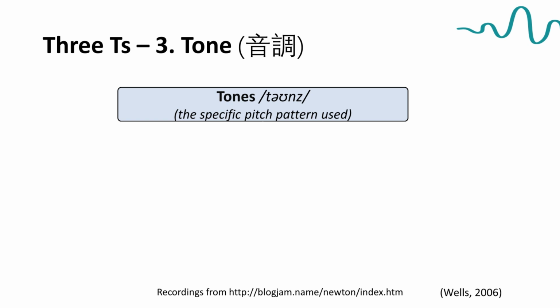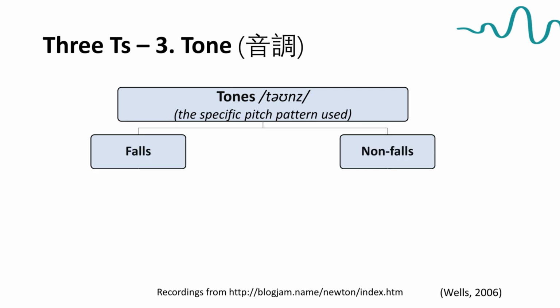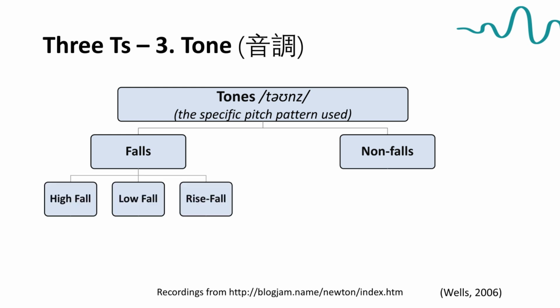Please note that tone in English is specified not for words used in Mandarin, but for phrases. Here, we just select monosyllabic words as examples. The most basic tonal difference in English is between falling tones and non-falling tones. For the falling tone, it can be further classified into high fall, low fall, and rise fall.